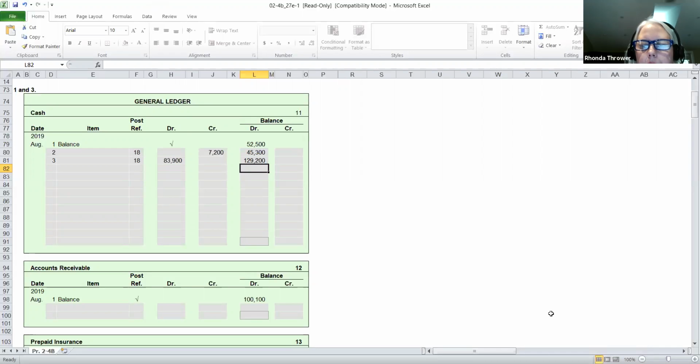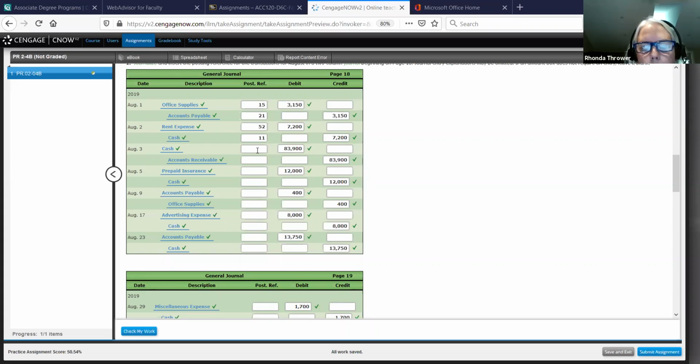I will stop sharing again. I'm going to share my screen with you again, and I'm going to go to my ledger. Oh, I already did the ledger. I'm going to go to my journal this time. Here's your journal. We're going to put in 11 here, and then we're going to move to accounts receivable. Accounts receivable, we're going to find that in our general ledger, and we're going to post it as a credit to the accounts receivable account.